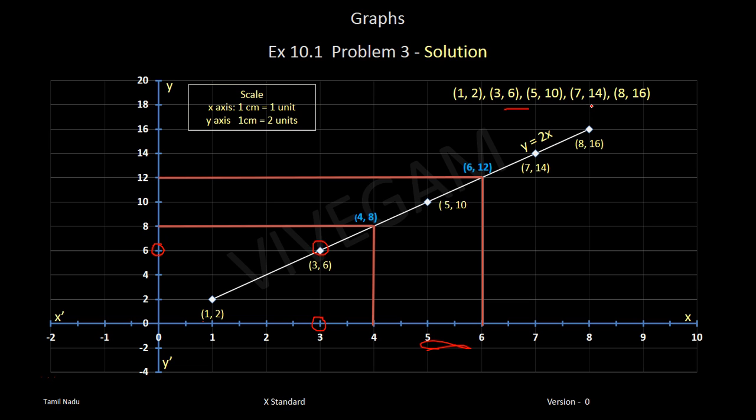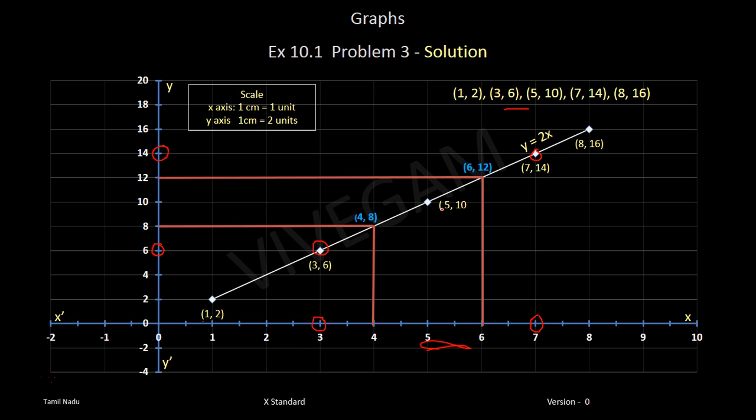Right? Now take one more case, 7 and 14. X is equal to 7. Y is equal to 14. Right? Move horizontally along this line. Okay? And go up vertically. They both will meet at one point. So that is the point. 7, 14. Like that, you can do the remaining points and then join all the points. You will get a straight line representing y equal to 2x.